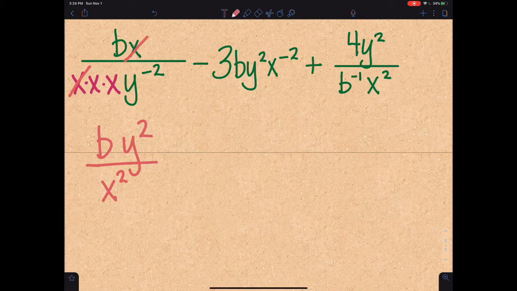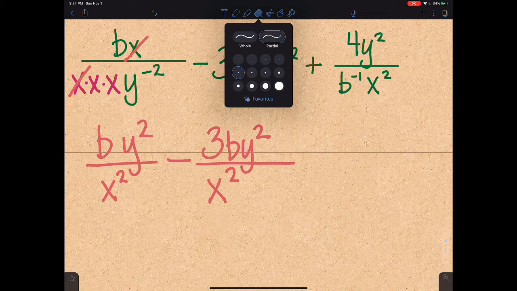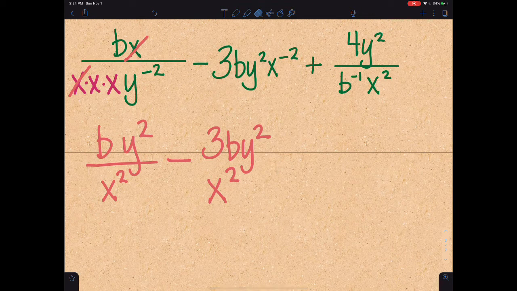Okay, now I'm going to put minus, and I'm going to deal with this second term. The second term, I have 3by squared. Those are all positive, and I like that, so I'm going to put it on top. 3by squared. Now, this x to the minus 2, it's a negative exponent. I don't like that. I'm putting a positive exponent on the bottom. I also made my line too long again, so I'm going to erase it. There we go. And I'm going to do plus and deal with this final expression here, 4y squared.